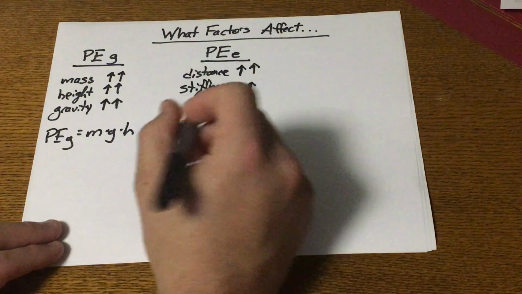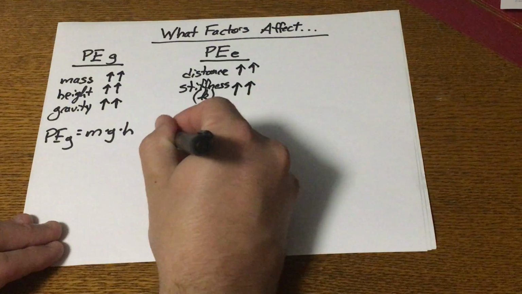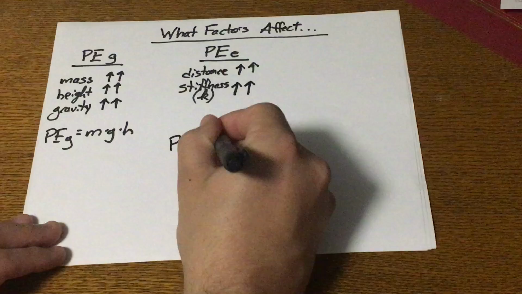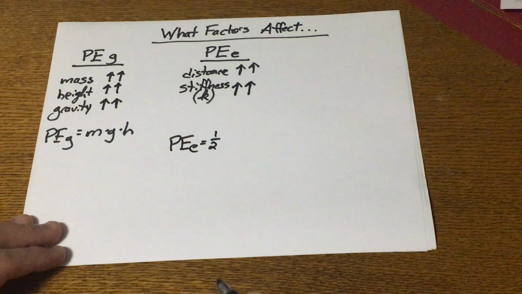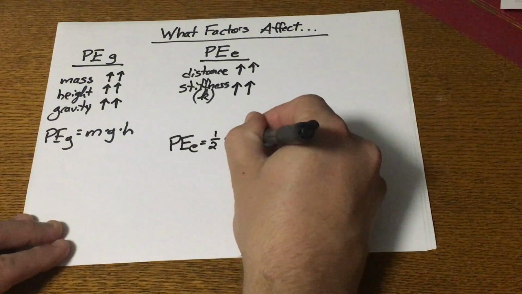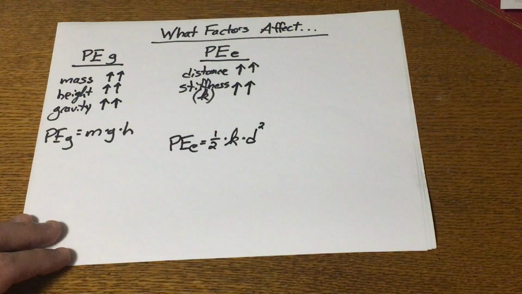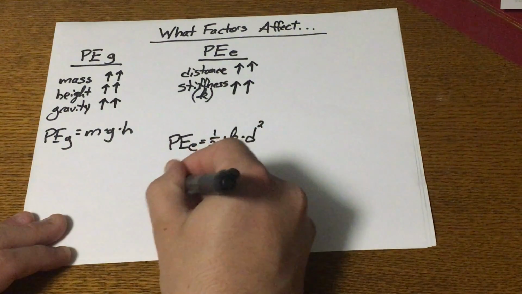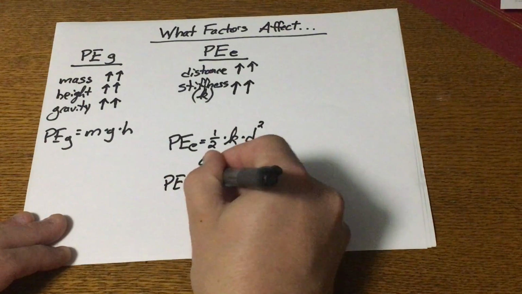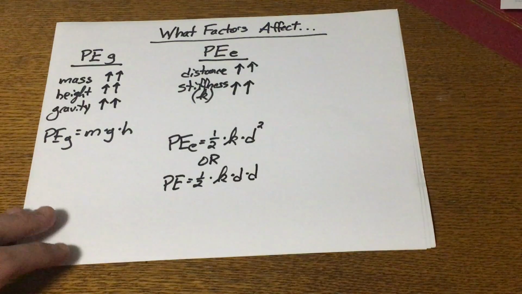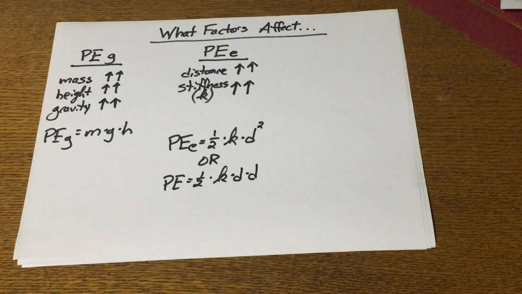From there, we said scientists came up with this potential energy equation. Potential energy for elastic objects is equal to 1/2 times the spring constant, which was K, times the distance squared. Or we said we could write that as 1/2 times K times D times D. The distance is so important, it actually shows up as a factor twice.